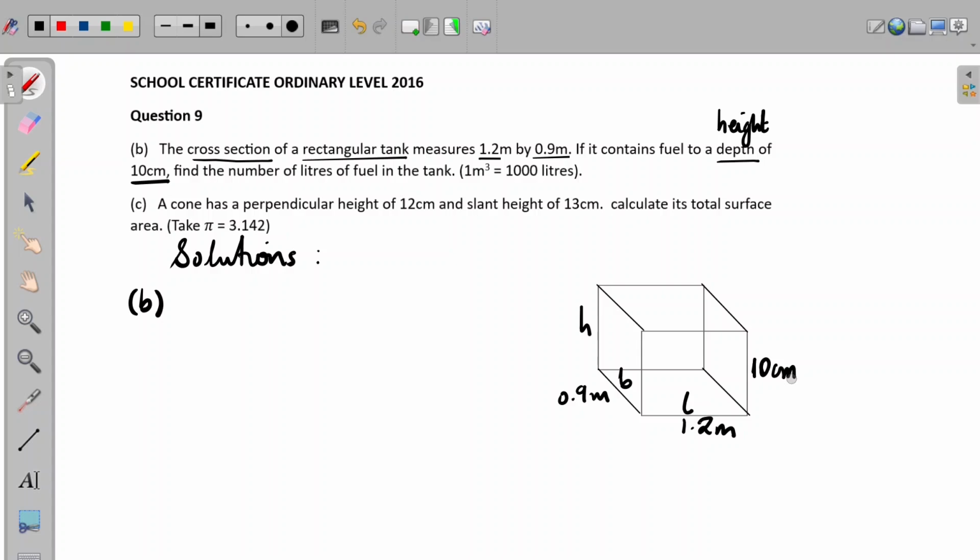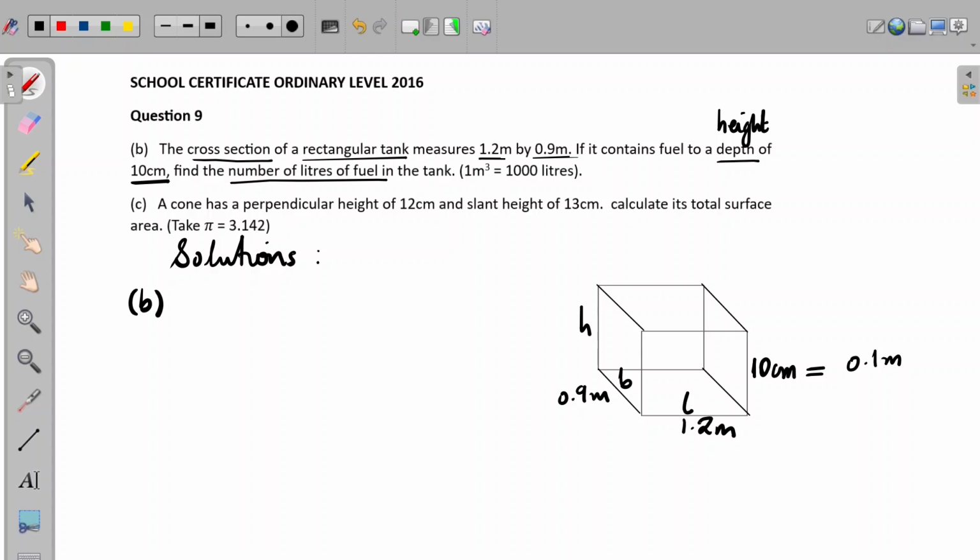So now from there they say find the number of liters of fuel in the tank, because they're saying if it contains fuel to a depth of 10 centimeters, find the number of liters of fuel in the tank. So number of liters is similar to volume. So they are asking to find the volume. So in every question, know what you are looking for. We are looking for volume.